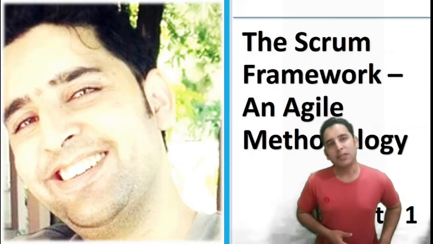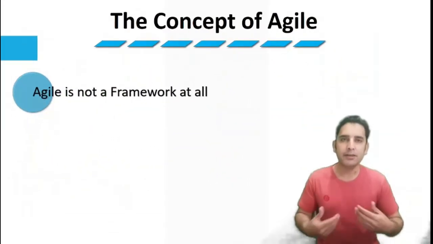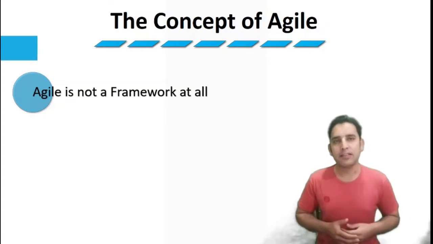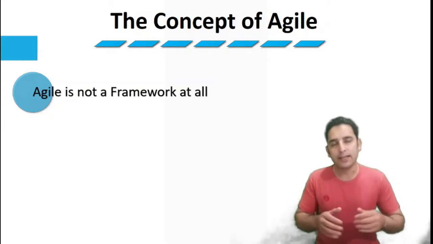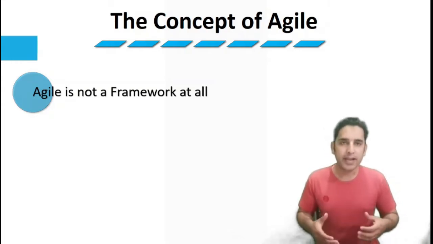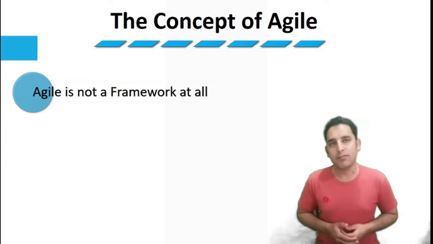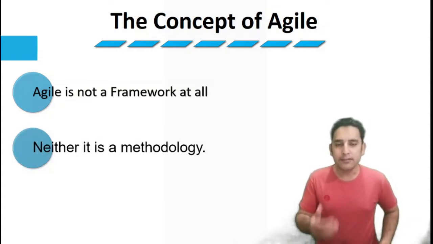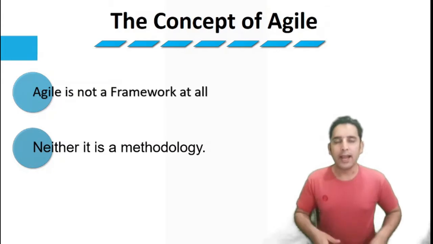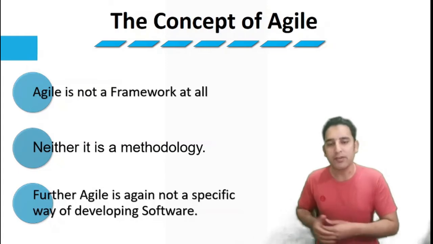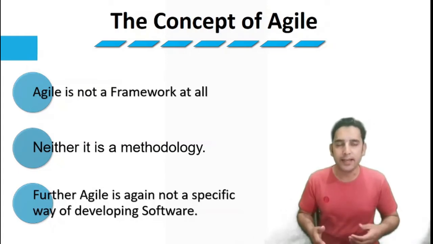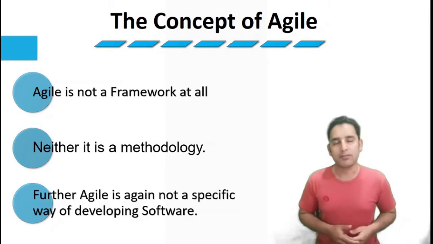If you have been following me through my previous videos, I have been constantly and intensively explaining that Agile is not a framework at all, because most of the people think that it's a framework. It's a general impression that Agile actually represents a framework, but in reality, Agile is not a framework at all. Neither does it represent any methodology. And furthermore, Agile actually doesn't give you a specific way of developing software. That is again negating the true concept of Agile.